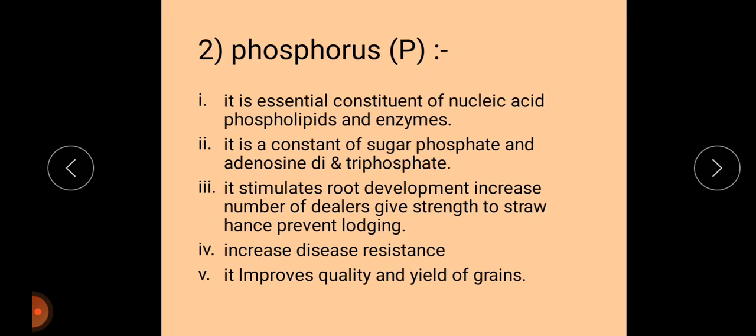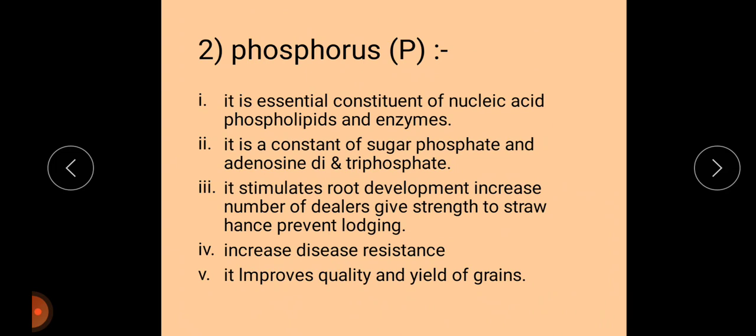After that, the second important plant nutrient is phosphorus. Phosphorus is an essential constituent of nucleic acids, phospholipids and enzymes. It also consists of sugar phosphates and adenosine diphosphate and triphosphate.